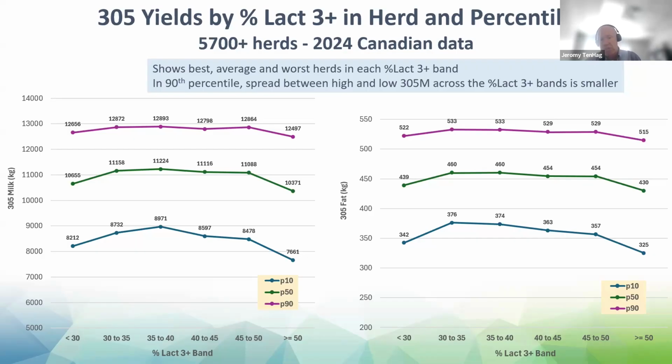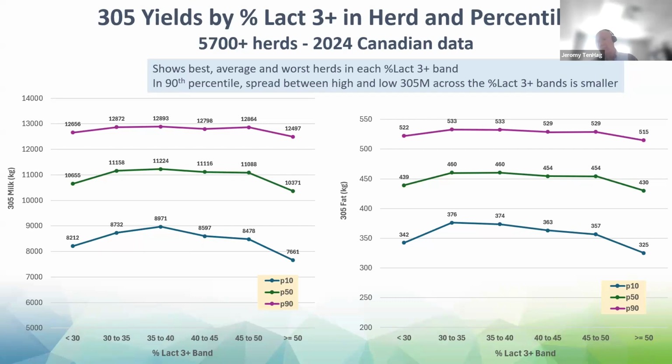That 30 to 35% lactation 3 plus in the herd, up to, for sure, the 40 to 45% of the herd in lactation 3 plus. Those three categories for sure are similar, right? They have similar production, whether it's fat or milk. It drops off a little bit on less than 30% of the herd in lactation 3 plus, and drops off some at greater than 50% of the herd in lactation 3 plus. And then this 45 to 50 category is a little bit of a wild card, certainly when you look at the poor herds, which is the dark blue line.